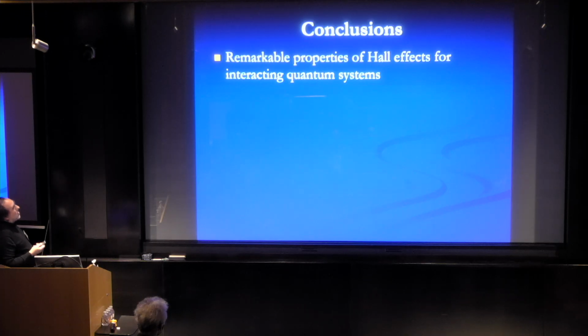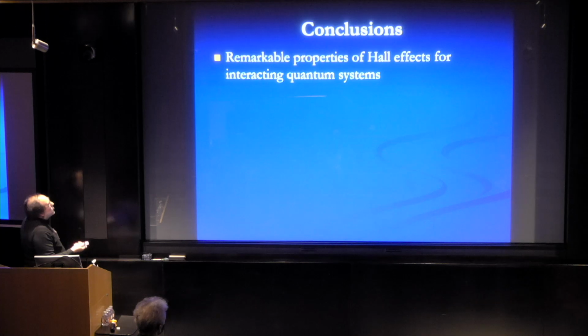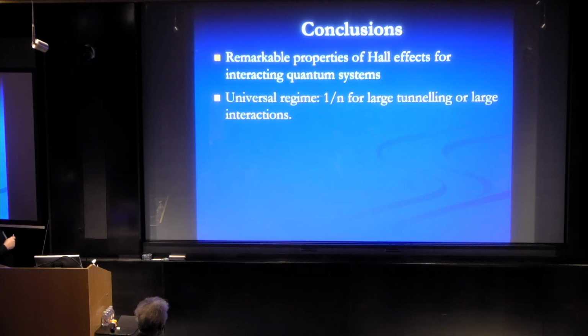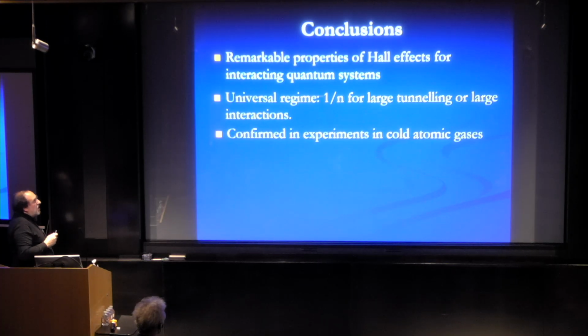It's a nightmare for theorists, but it's a fantastic field to play with, and you don't need to go to quantized values of the Hall effect for that. We found this remarkable universal regime 1 over n for large tunneling or large interaction for the ladder systems. And of course, this prompts a lot of questions. This was confirmed for the 2-leg ladder system in experiments.